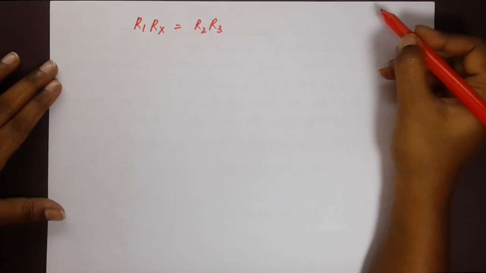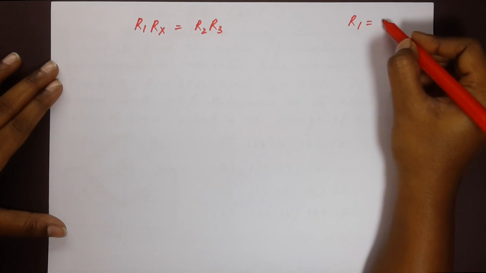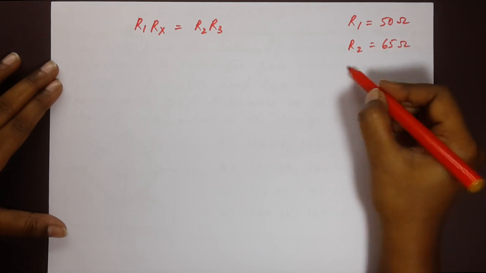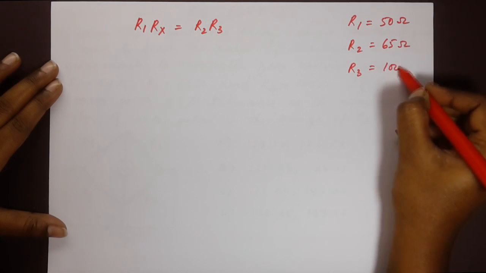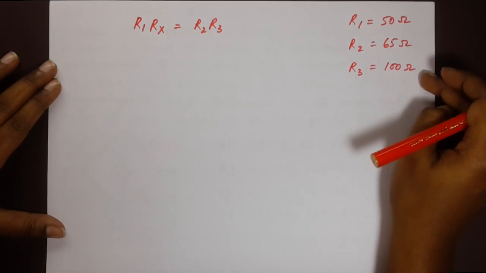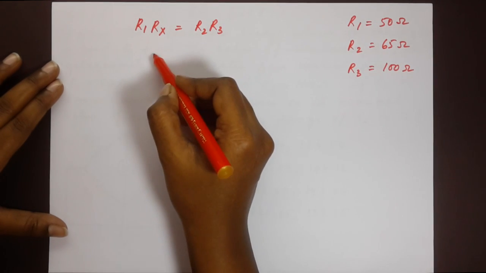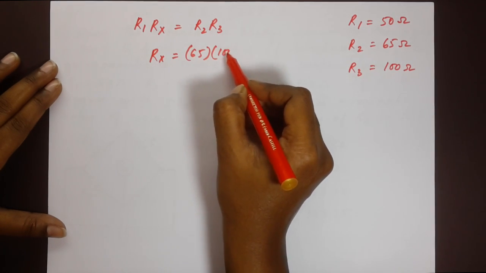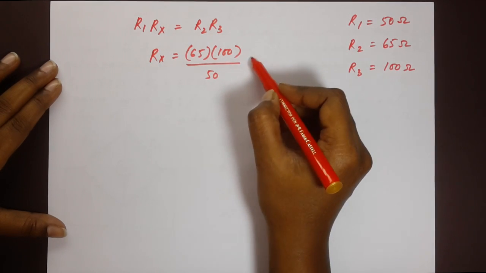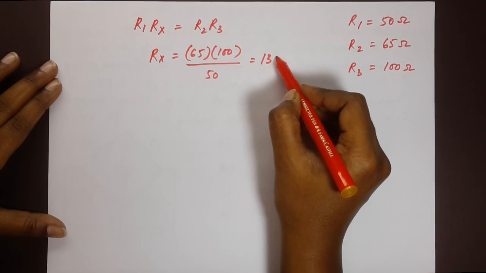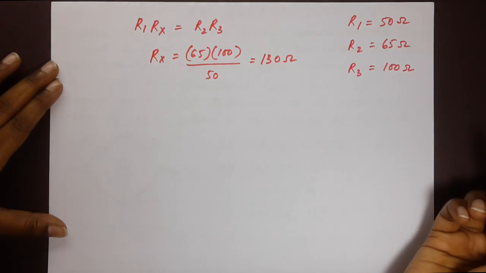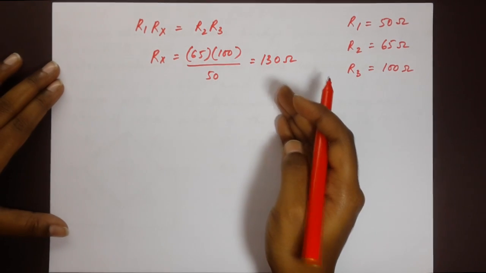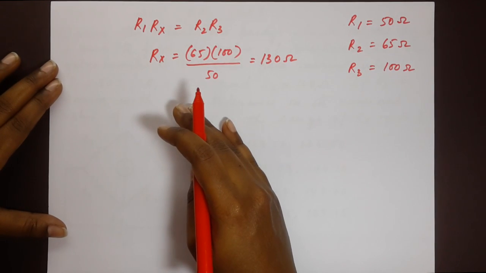Now the values given are R1 is 50 ohms, R2 is 65 ohms and R3 is 100 ohms. Now let's substitute these values here and find out what the value of Rx is. So Rx would be equal to 65 into 100 divided by 50, and that gives us 130 ohms. Okay, so the next step is to find out the range. Now this is 130 ohms of Rx when the bridge is in balance, but what if it's not?